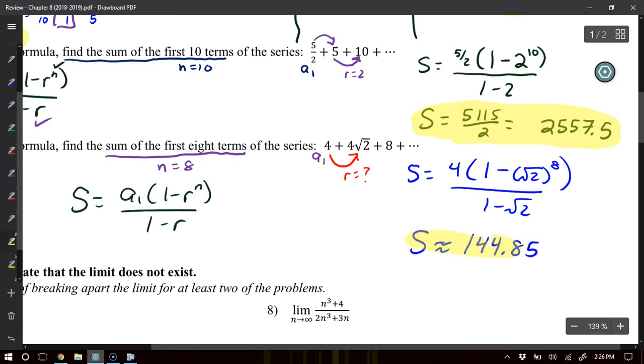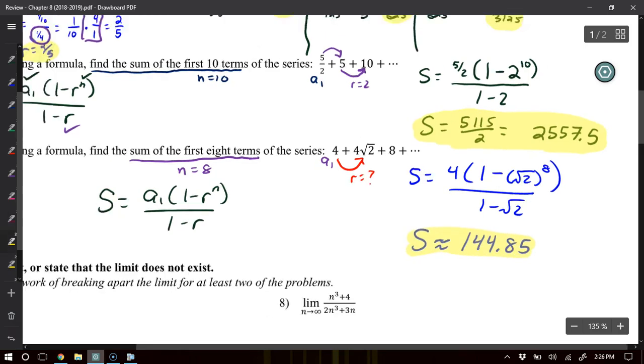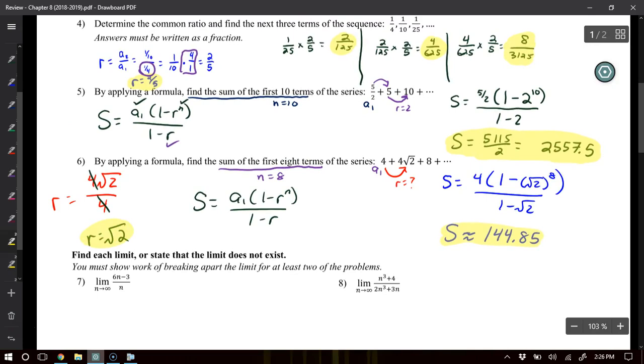And there's your answer. Now notice in this case I accepted a decimal, and the reason why is because your ratio is an irrational number. I would accept a decimal if it was here, but if it was thirds, your ratio is nice. I expect a nice answer. So there's geometric sequences and series for us.